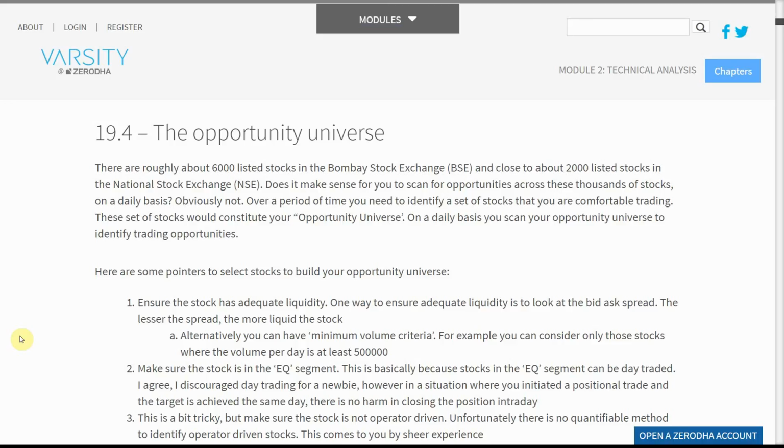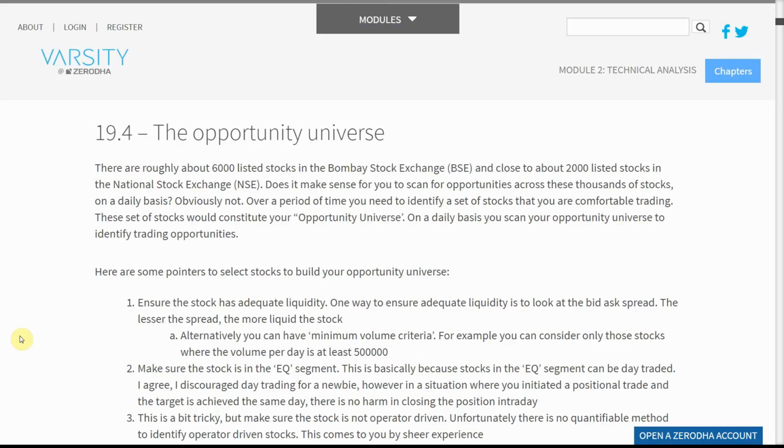Here are some pointers to select stocks to build your opportunity universe. Ensure the stock has adequate liquidity. One way to ensure adequate liquidity is to look at the bid-ask spread. The lesser the spread, the more liquid the stock. Alternatively, you can have minimum volume criteria. For example, you can consider only those stocks where the volume per day is at least 500,000. Make sure the stock is in the EQ segment. This is basically because stocks in the EQ segment can be day traded.